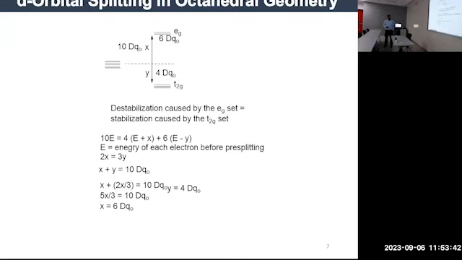So if we solve this equation, you get 2x equal to 3y. Now we know that x plus y equals 10 Dq, and in that way we get x equal to 6 Dq and y equal to 4 Dq. That's how this energy term comes from this simple solving of this problem.